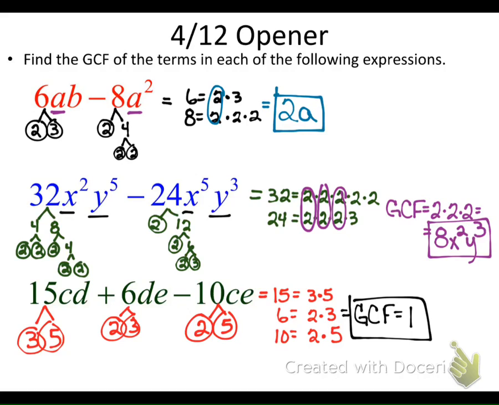Okay, flip your opener over. On the back side is what we're going to be learning today, using the rectangular area model backwards. So we're adding one more piece into our puzzle to get us to factoring.